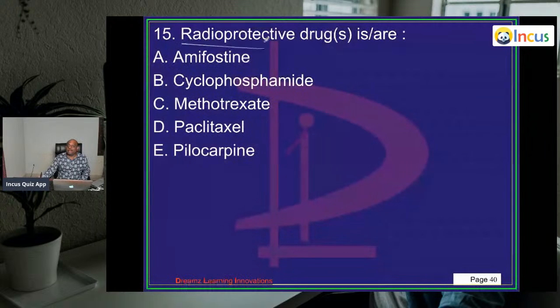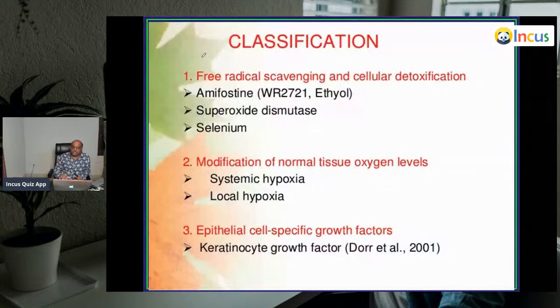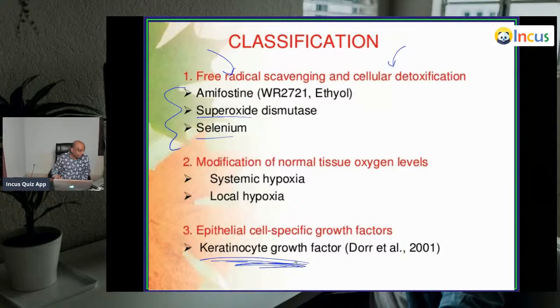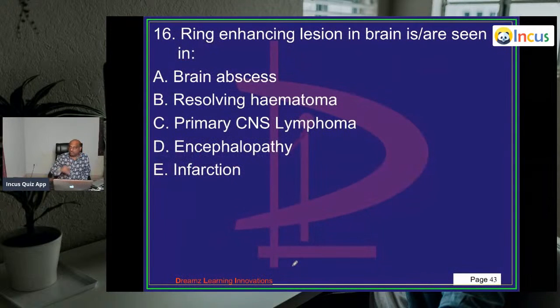Now, what are radioprotective drugs? Once more, another list. Amifostine, you need to remember, is a radioprotective. Superoxide dismutase, selenium, they all act by free radical scavenging and cellular detoxification. Then keratinocyte growth factor also is known to be radioprotective in nature because of the repair.